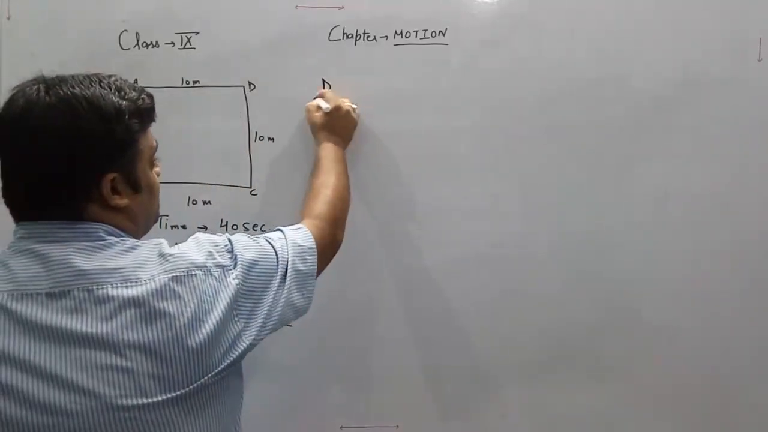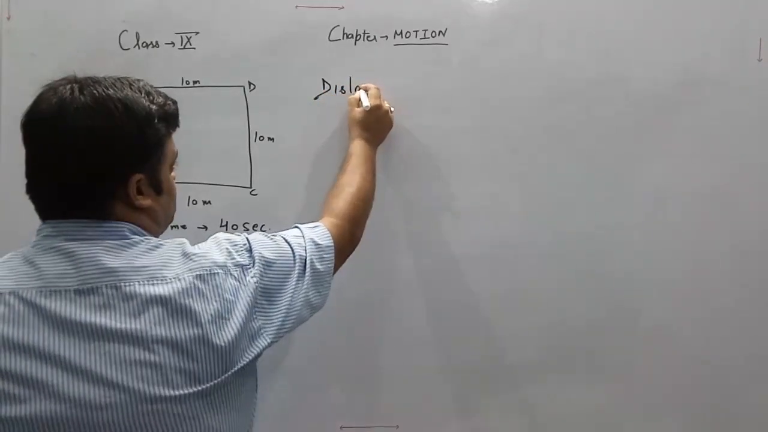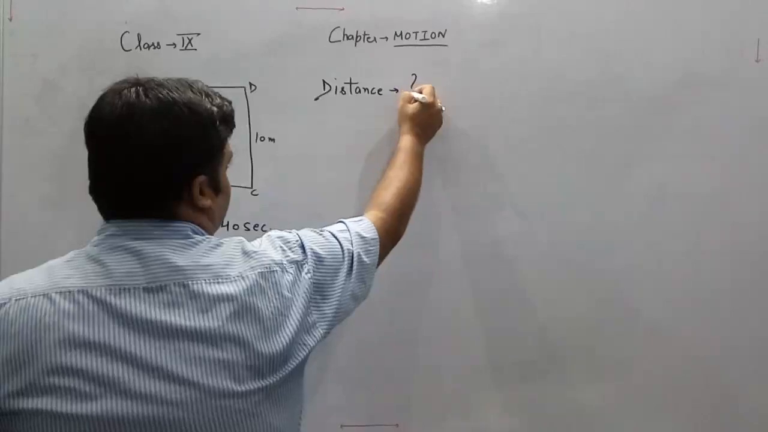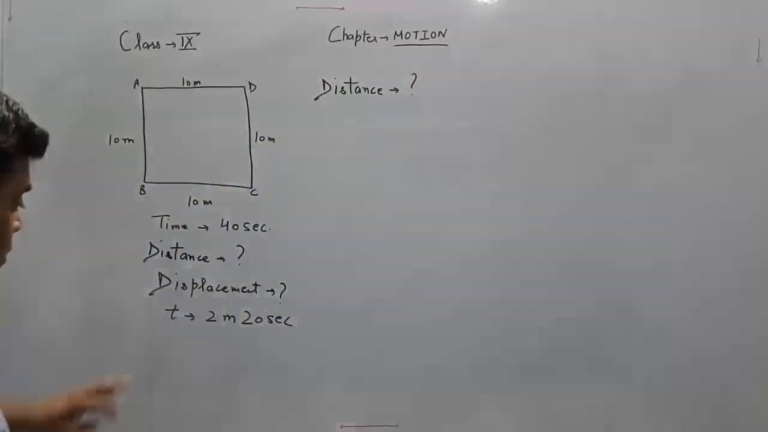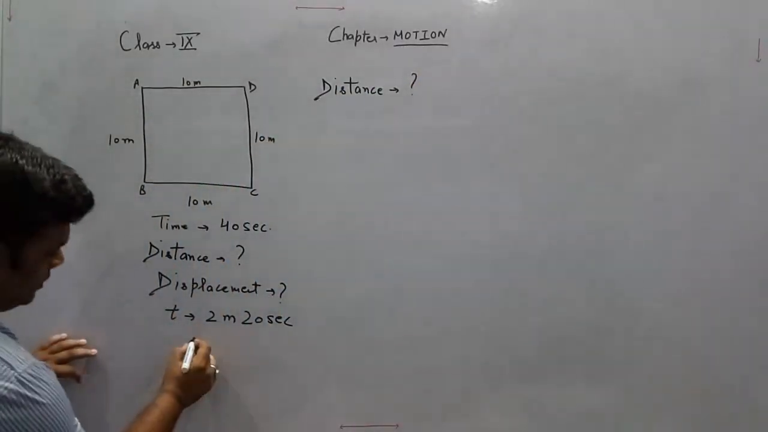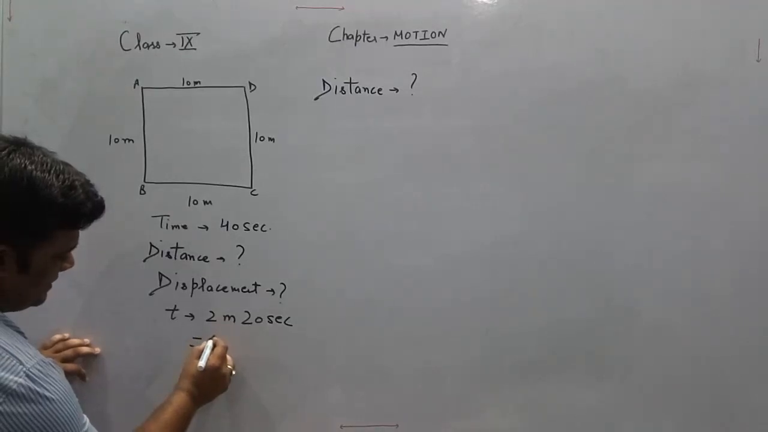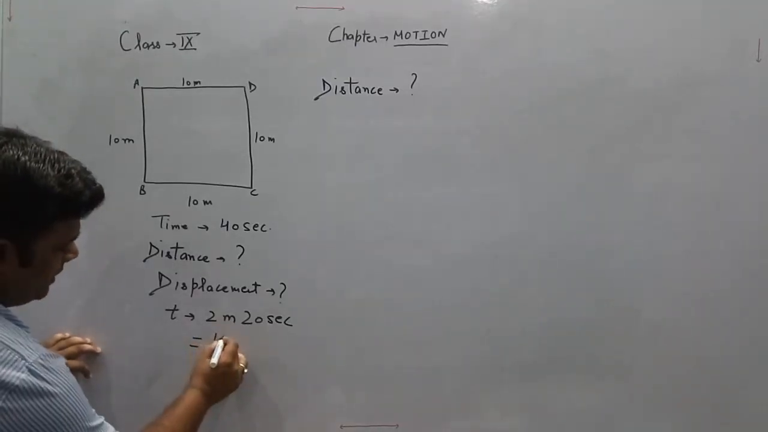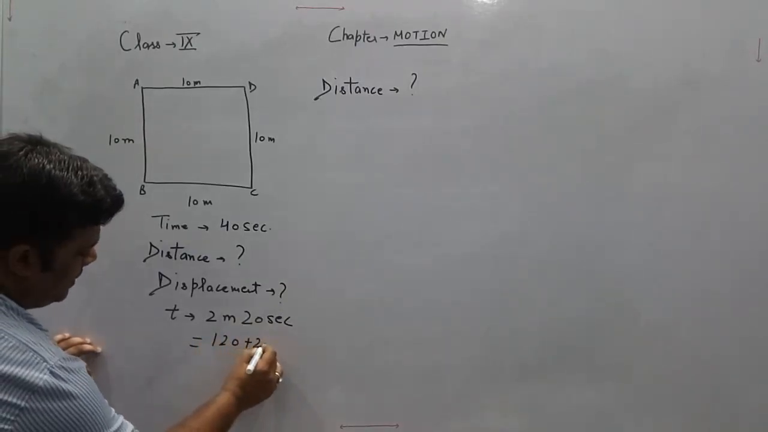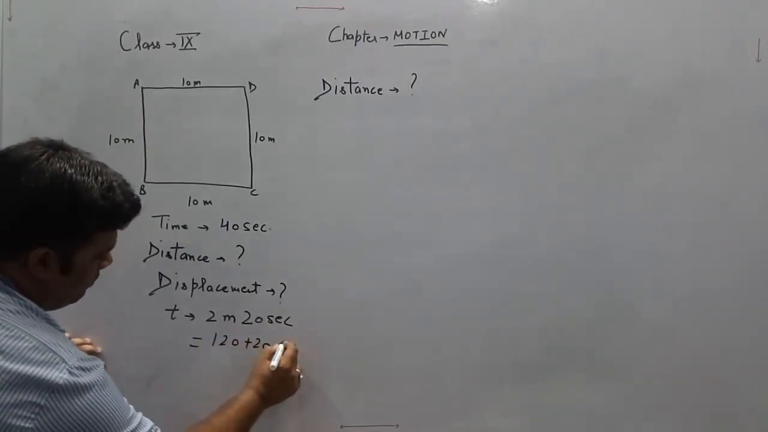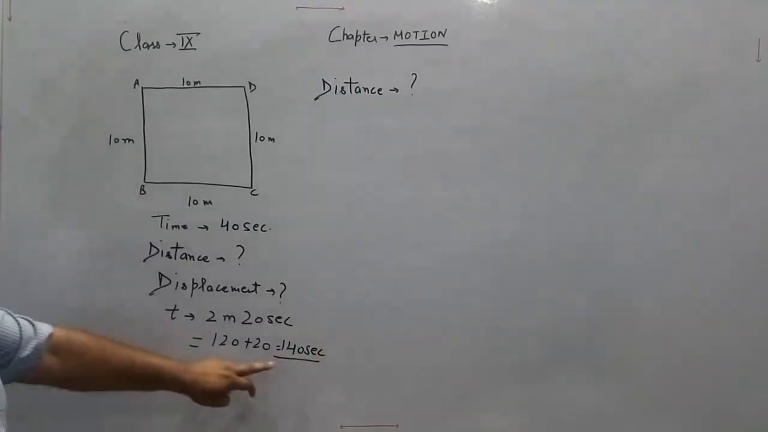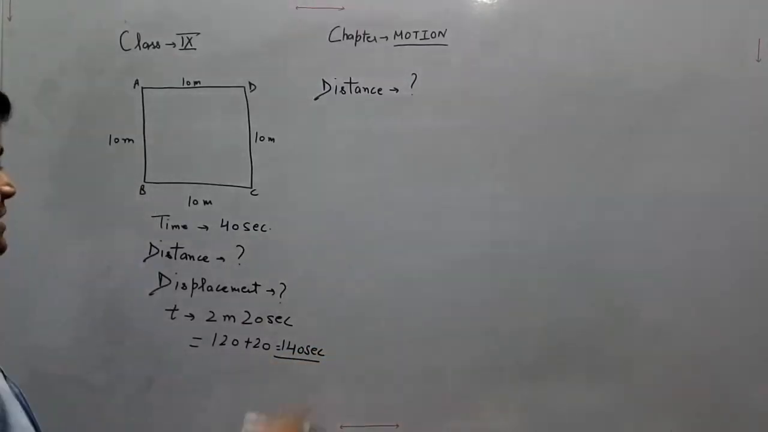Distance कितना कवर करेगा person after 2 minutes and 20 seconds? First we will convert this time. 2 minutes and 20 seconds, that means 1 minute is equal to 60 seconds, so it will become 120 plus 20, that is 140 seconds. So time in seconds is 140 seconds.